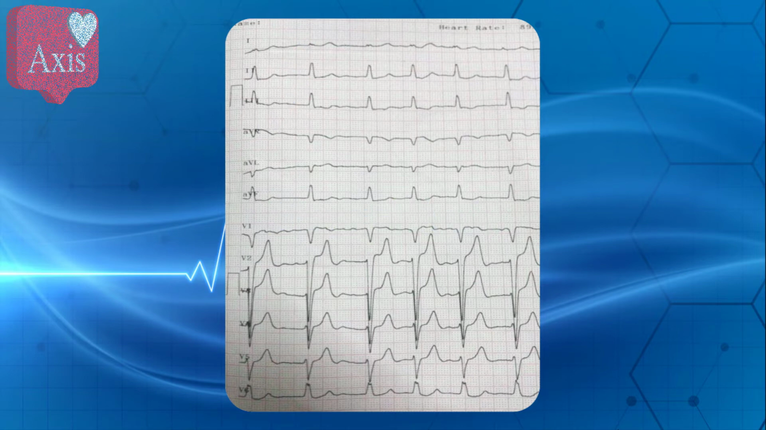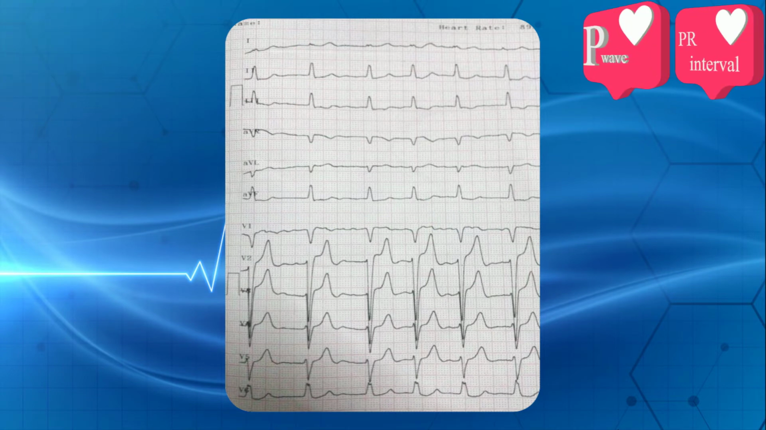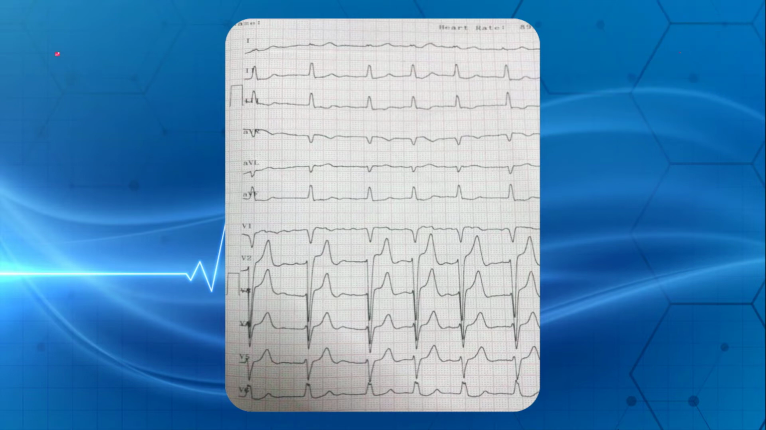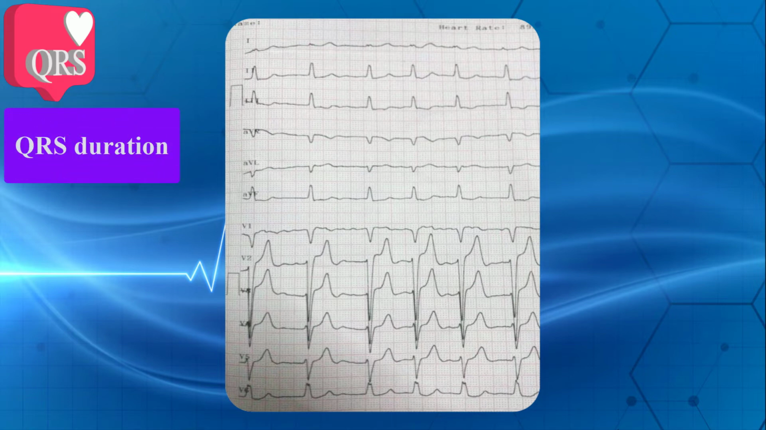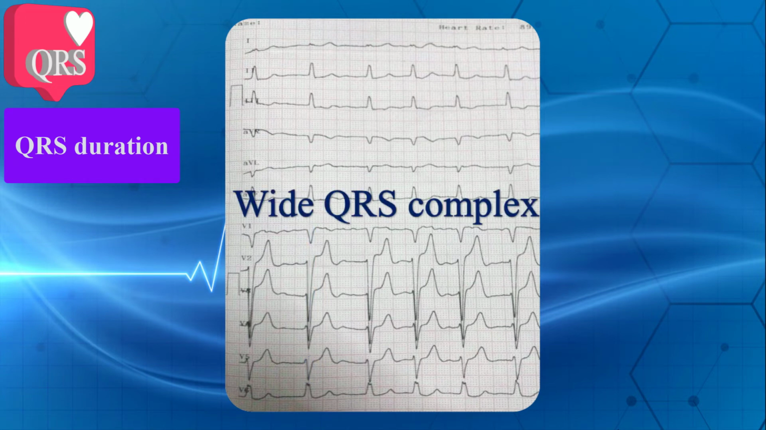Next steps are P wave and PR interval. Since there is no discernible P wave in this strip, P wave and PR interval are not measurable in this case. Seventh step is QRS complexes. As usual, examine 4 items to establish the complex changes. 1. QRS duration. QRS duration is a bit more than 3 small squares. So, the complexes are broad.